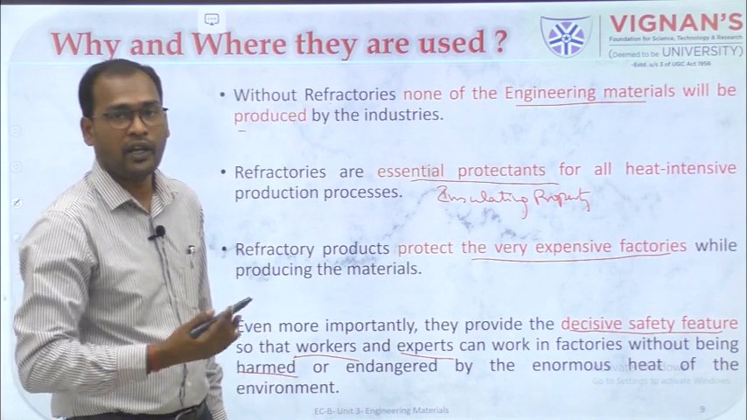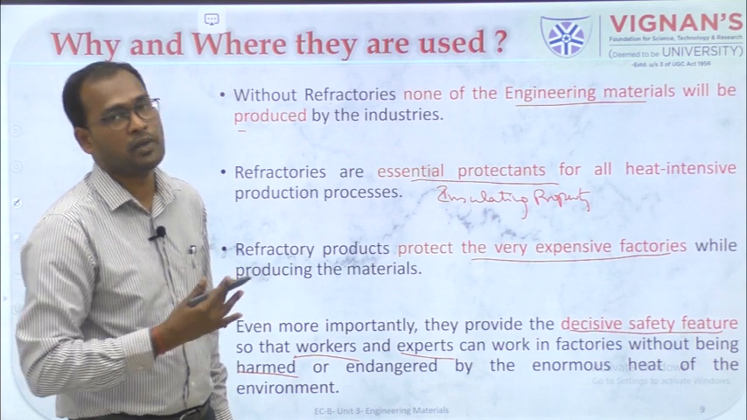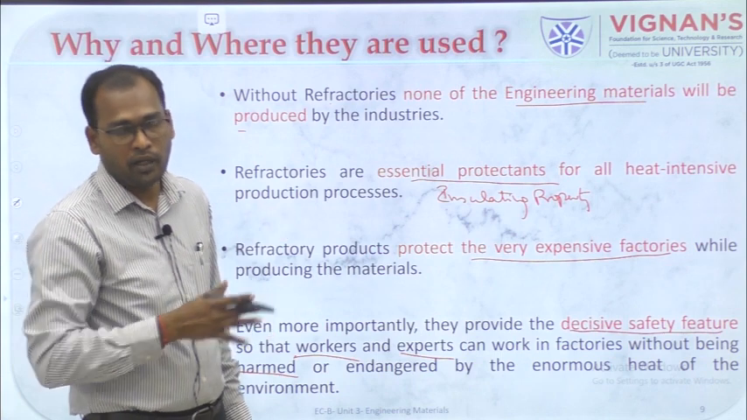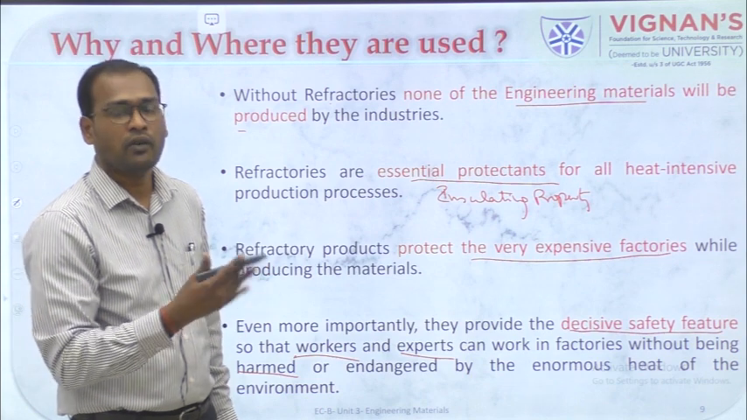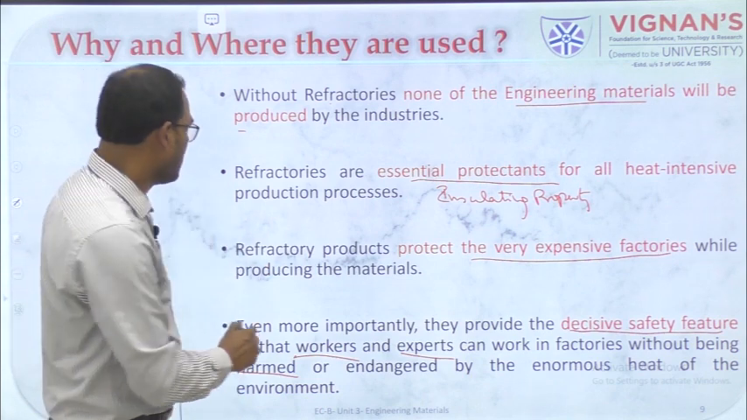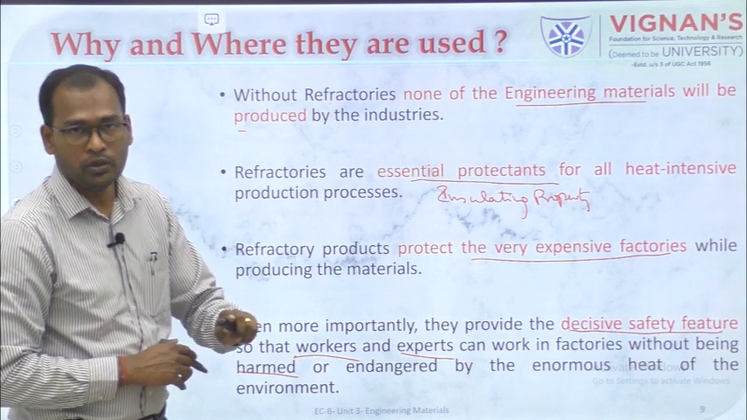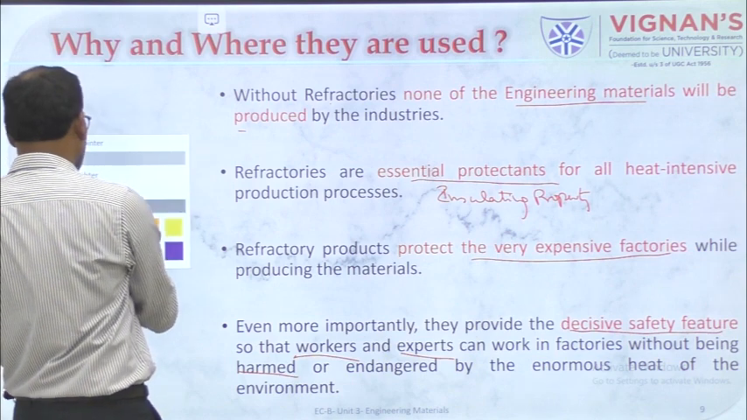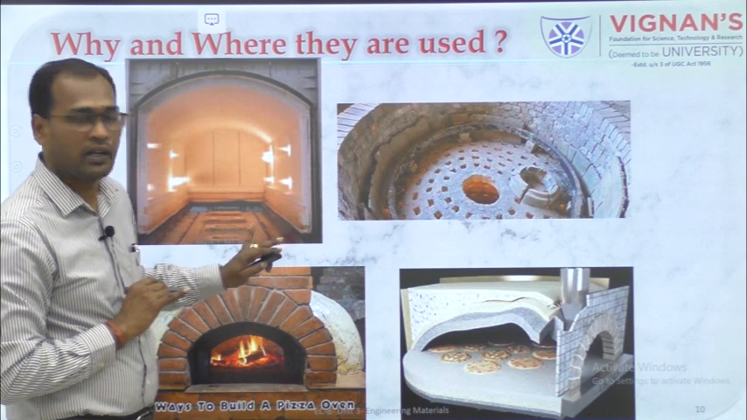If it is very hot, nobody can go near the furnace and do the specific operation. But if these refractories are there, they will stop the heat flow and people can go and work near the furnaces for different processes, right. So these are the reasons why refractory has to be used, and these are some of the properties, right. So these are some images of refractories, right.